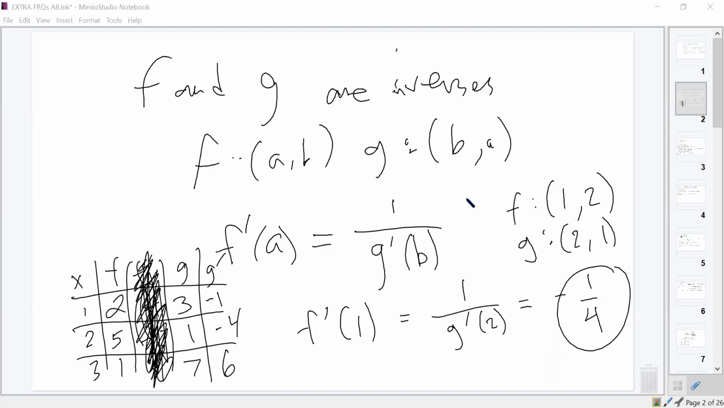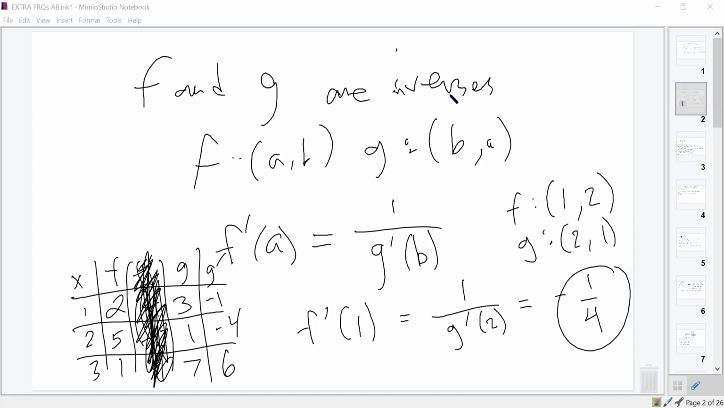Mm-hmm. For this one, what if it asks you to solve for, wait, I'm trying to figure out how to word the question because I'm looking at a specific one that has it. But if it gives you f prime and you're looking for g prime of b, how do you do that? Same thing. You just cross multiply, make it g prime of b equals 1 over f prime of a.